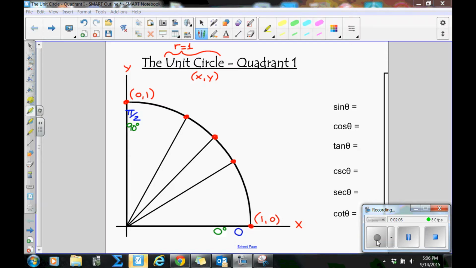Halfway through the quadrant, half of 90 degrees is 45 degrees. Half of pi over 2 is pi over 4. You could also take 45 degrees times pi over 180. However, this is a no calculator unit, so you'd have to simplify that without a calculator.